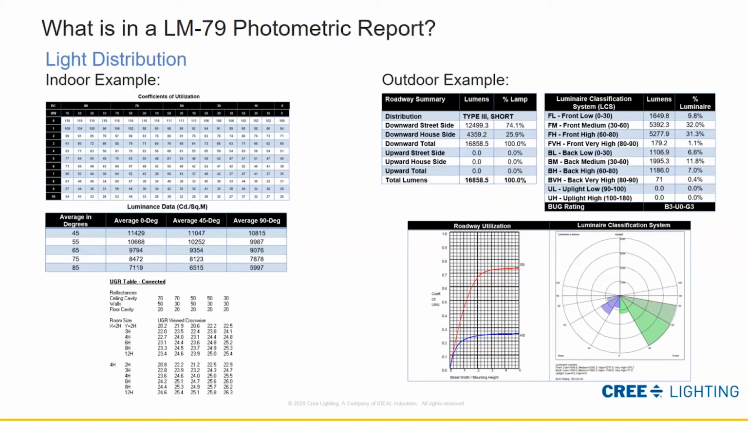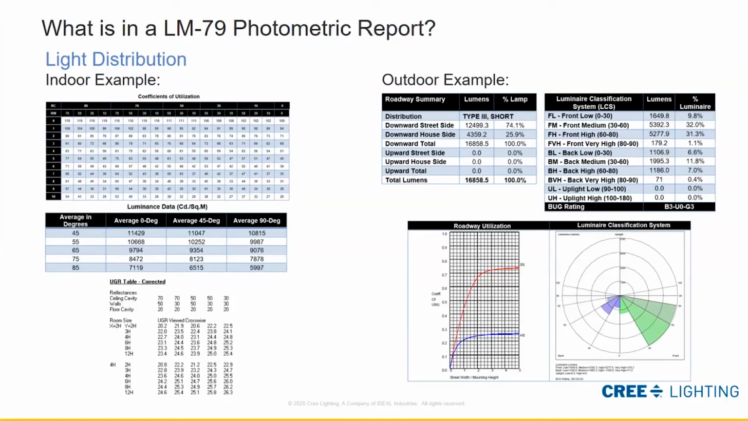On the right is an outdoor example, and now we see the type of information that we'll provide in an LM-79, where we're trying to understand how an area luminaire roadway might be used. We want to understand the street side and the house side. So how much light is being thrown where we want it on the road, and maybe to the house side where we don't want it. So you can see here on the right, the light is being thrown towards the road, and there's very little light going towards the house side. So that way we're not getting light trespass.